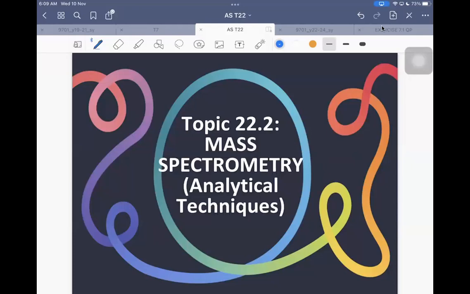So previously we've looked at topic 22, one of the analytical techniques used in identifying your molecules, which was IR spectroscopy or infrared spectroscopy. Today we're going to look at the second tool in analytical techniques, which is different from IR spectroscopy. This is now called mass spectrometry.